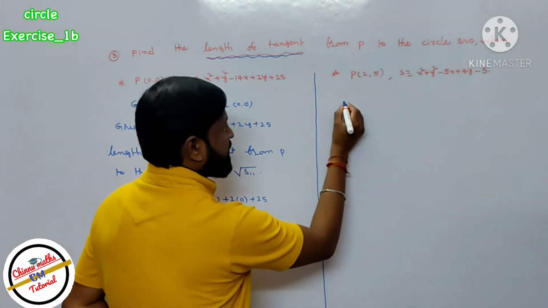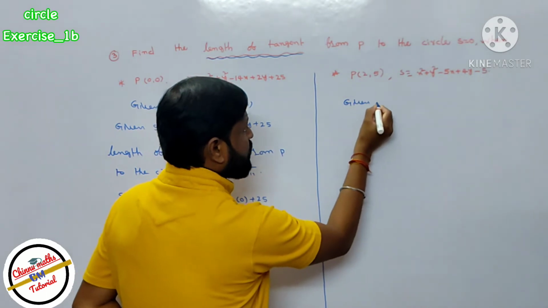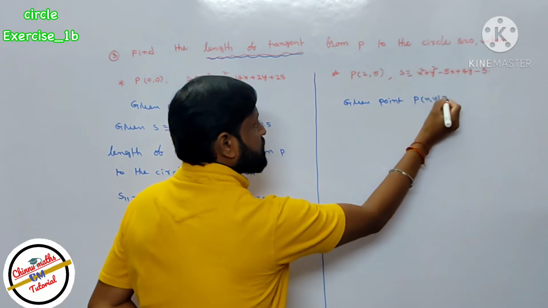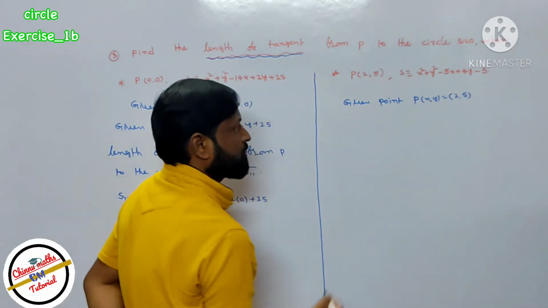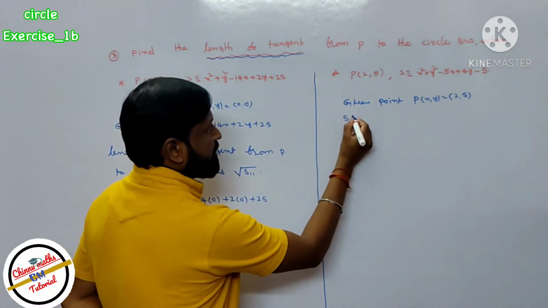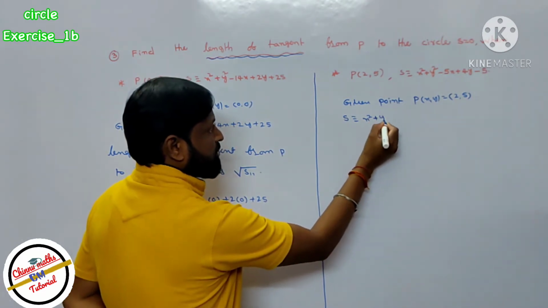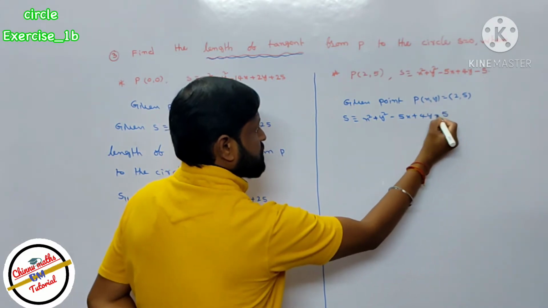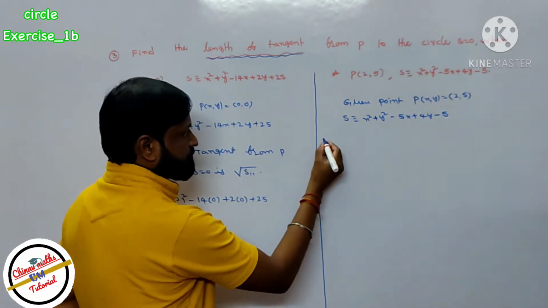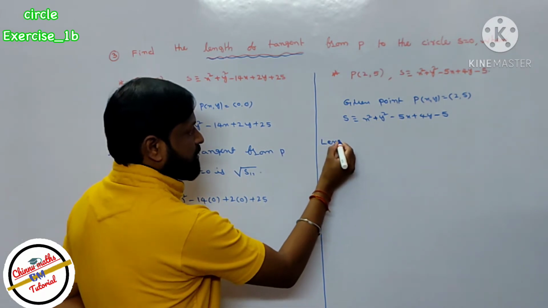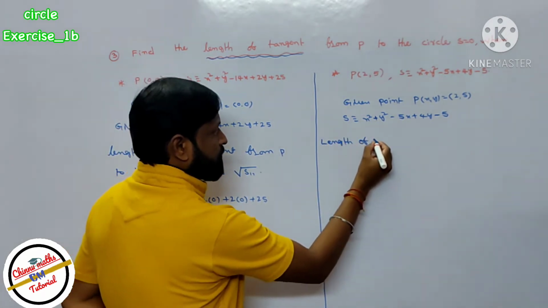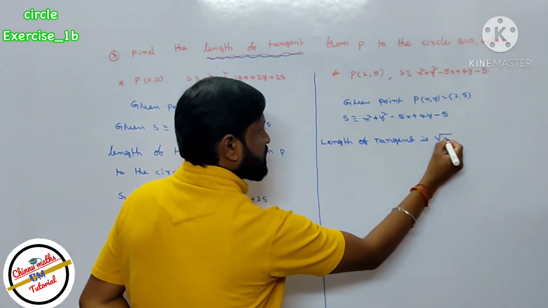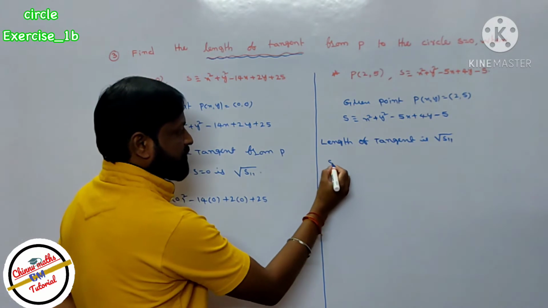Similarly, the second question, given point P x comma y equal to 2 comma 5. Okay, then S equal to x square plus y square minus 5x plus 4y minus 5. Next, length of tangent is root S11. Before that, find S11 value.